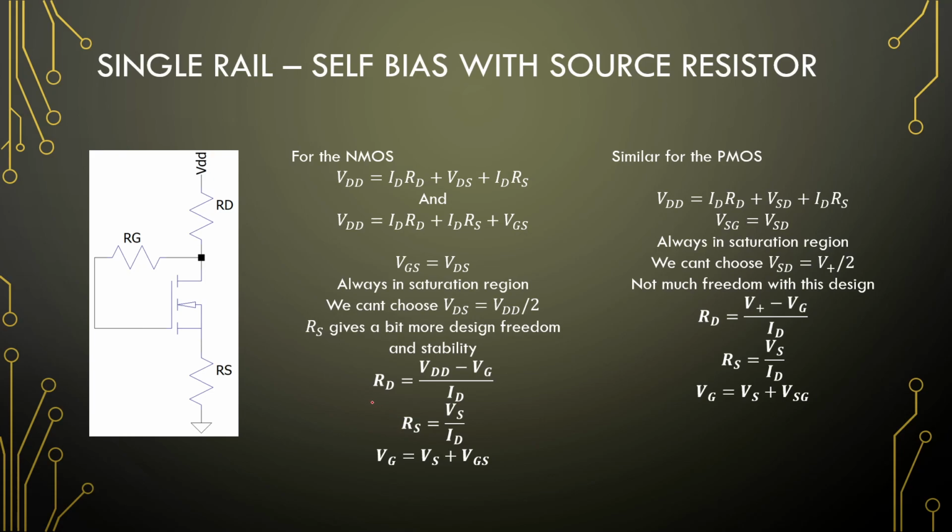So RD will be VDD minus VG. VG is the voltage sitting up here to ground. So that is VS plus our VGS sitting right here. That is our gate voltage. And with this, you can directly choose your current. Pick a VS divided by ID, and you have your RS value. And the only thing that changed here is the VG when we calculate our RD value.